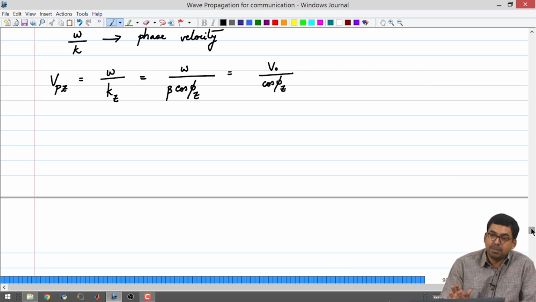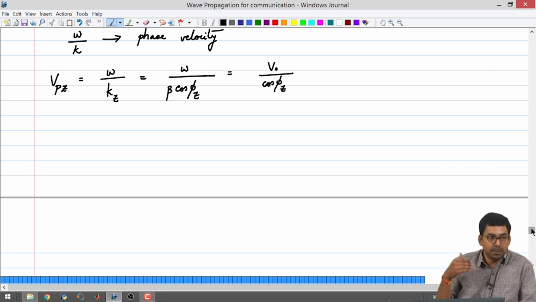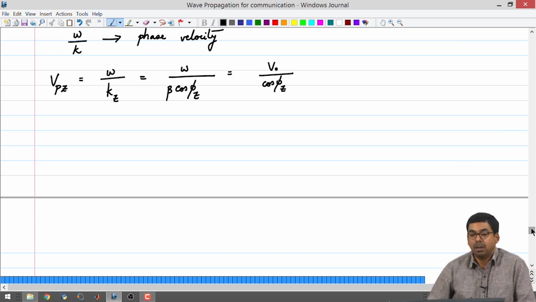So, conclusions based on phase velocity should be very carefully made, because it may appear like you will get propagation in one direction faster than the speed of light in vacuum for a specific value of phi z. Immediately questions will start arising as to whether you are doing something wrong with the theory of relativity and all these things. So, one has to be careful.